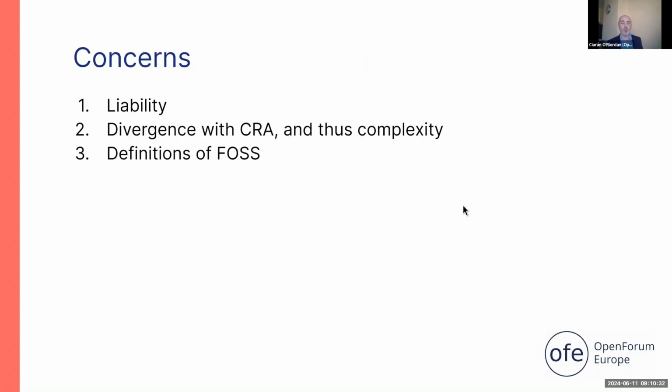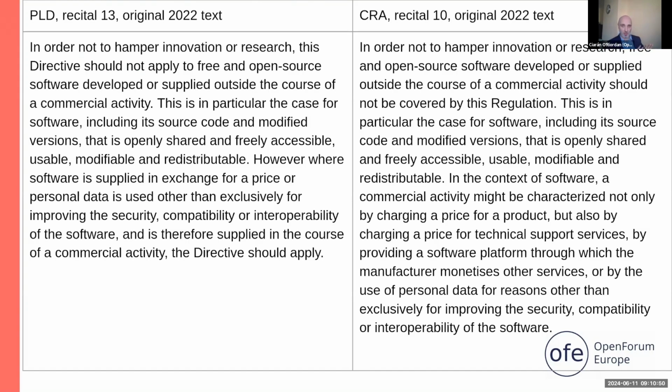So the concerns that we have for the Product Liability Directive, I think, can be summarized in three topics. There's liability, there's divergence with other texts, and then there's the definitions of free and open source software. I don't expect anyone to read the text that I'm displaying on the screen. I'll break it up now. But this is just the main text in the original proposal, which discusses free and open source software. I'm putting this on the screen because this illustrates the three topics that I'm going to discuss during the talk. So the texts are mostly the same.